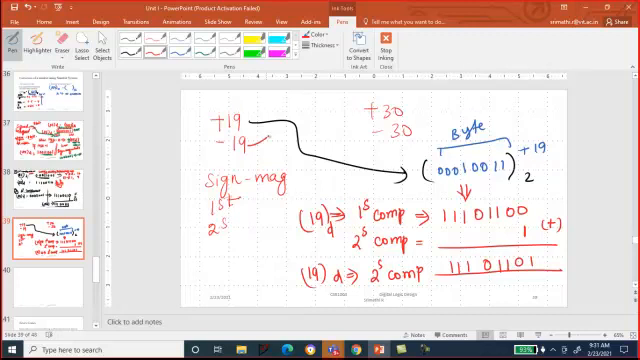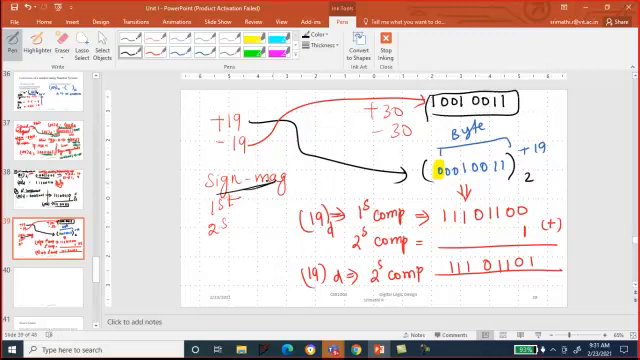How will you represent minus 19? Your MSB will be 1, so this will be 10010011. This representation is said to be signed magnitude representation. Are you getting me, guys?